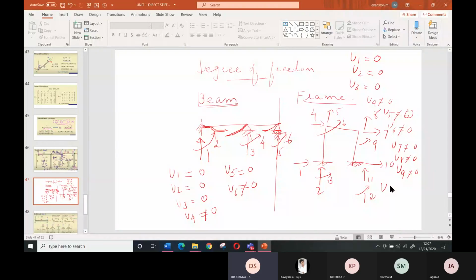What about 10 and 11? U10, U11, and U12 are equal to 0. Now you understood? So wherever the joint is free like this, it will be not equal to 0, but other things are equal to 0. Suppose if I put a hinge support, then the rotation will be there. So that's a difference. Any doubt in this one, you draw this also in your note and keep it. Put the title, degree of freedom, so that you may not get confused.